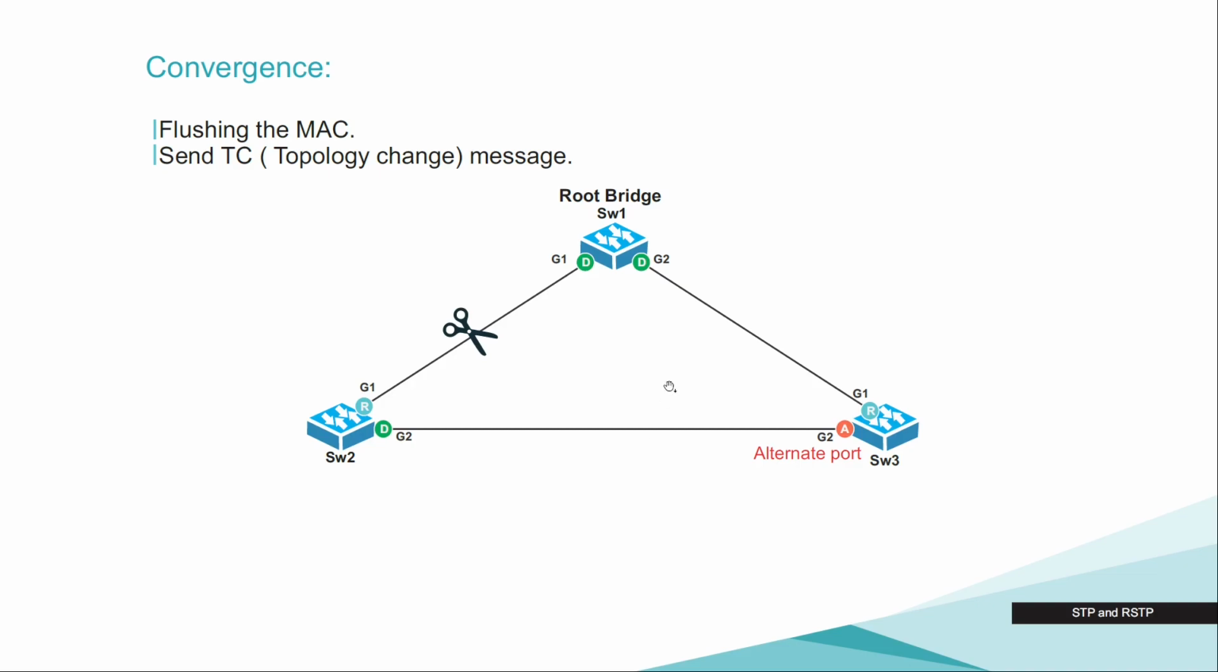So here in our topology, we have three switches, switch 1, switch 2, and switch 3. Switch 3 interface G2 is the alternate blocking port. And in our example, the link between switch 1 and switch 2 goes down. Let's see how spanning tree will handle this.